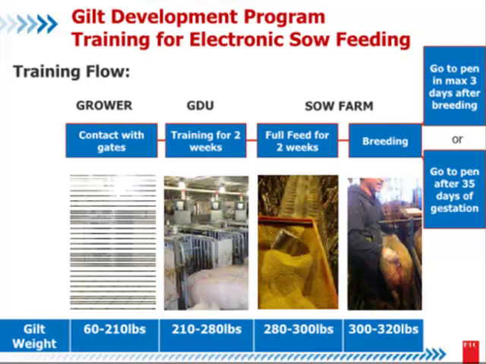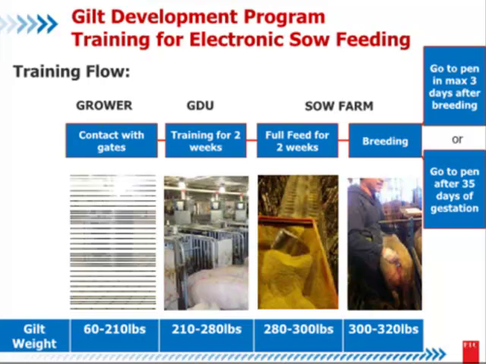A topic that's becoming increasingly relevant, not just here in North America, but around the world, is how we combine the gilt development program with a good training process for gilts going into electronic sow feeding. Clearly today, not every gilt that goes into an electronic sow feeding system is going to train appropriately to that system, and some of those animals are going to fall out. We believe with the training processes and programs that are in place today, that's a very, very small percentage, or should be a very, very small percentage.